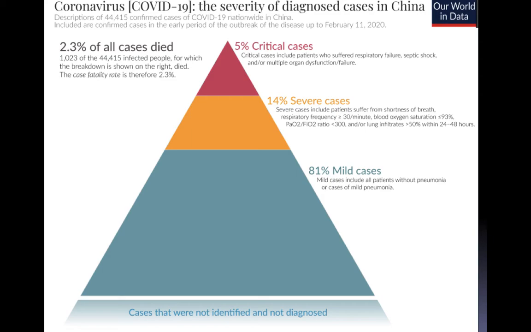Here's just a graphic showing some of the early data from China, where their death rate was 2.3%. That range has changed quite a bit. We've heard 2%, we've heard 3%. Italy right now seems to be a little bit higher. My calculations show Italy to be more like 5%, and that might be because of an older population in Italy. But you can see that 81% of all cases are mild, and that's the type of case we would definitely expect in children.